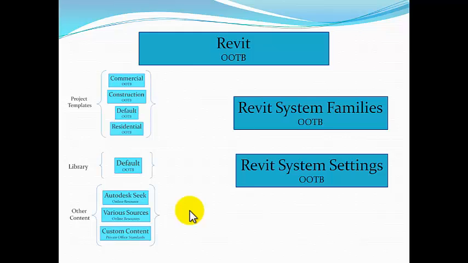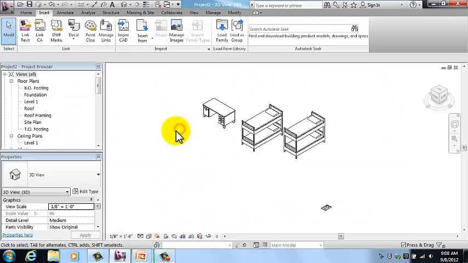But Revit has some system families and some system settings that we need to be aware of as well. This is a little bit different than a component. These are housed within the Revit platform itself. And so this works a little bit differently. I want to show you what I'm talking about. So I'm going to go back to Revit for a minute here.